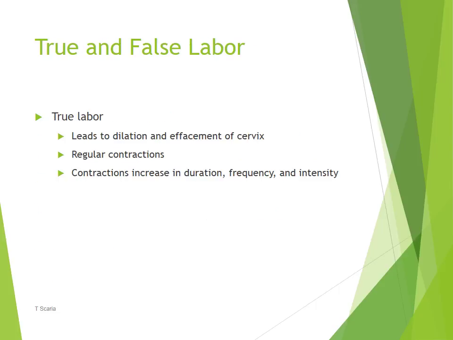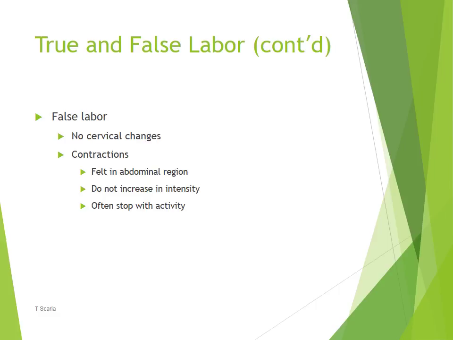We need to differentiate true labor from false labor. True labor leads to dilation and effacement of the cervix. They will have regular contractions, and the contractions increase in duration, frequency, and intensity. In false labor, there are no cervical changes, and the contractions are felt in the abdominal region, do not increase in intensity, and often stop with inactivity.